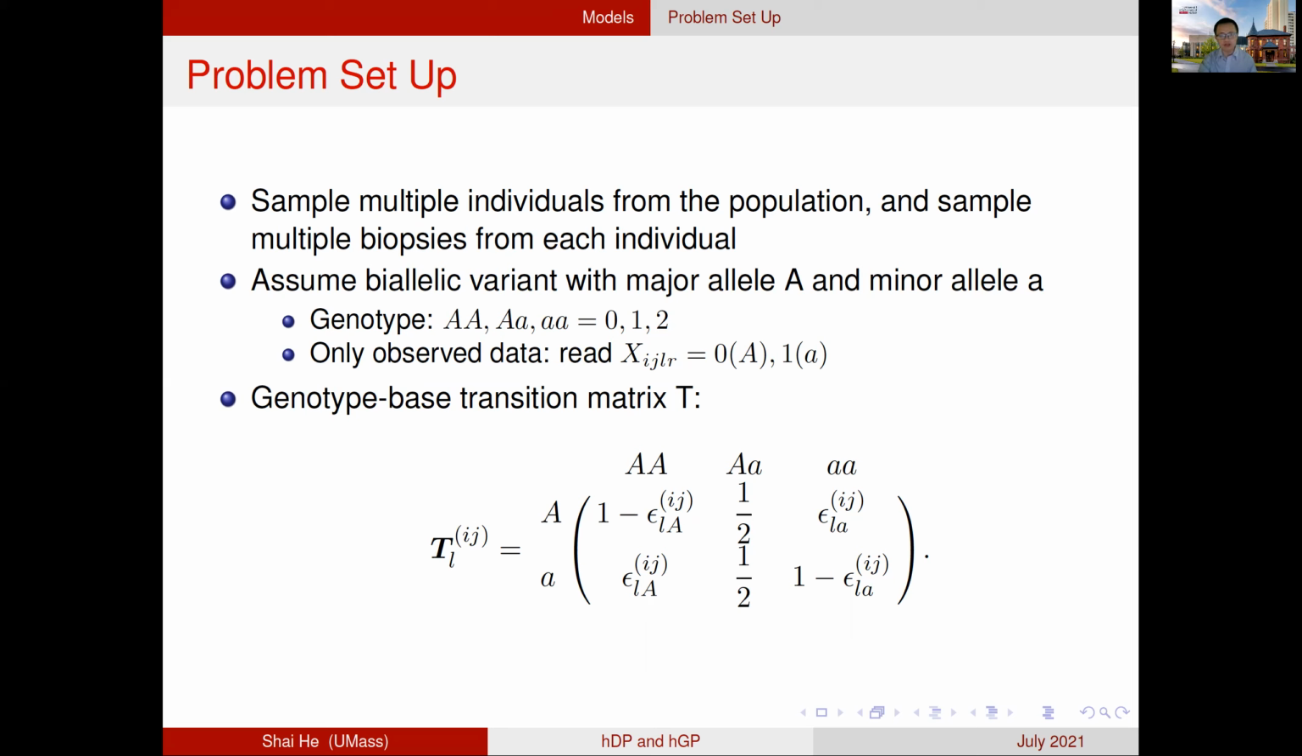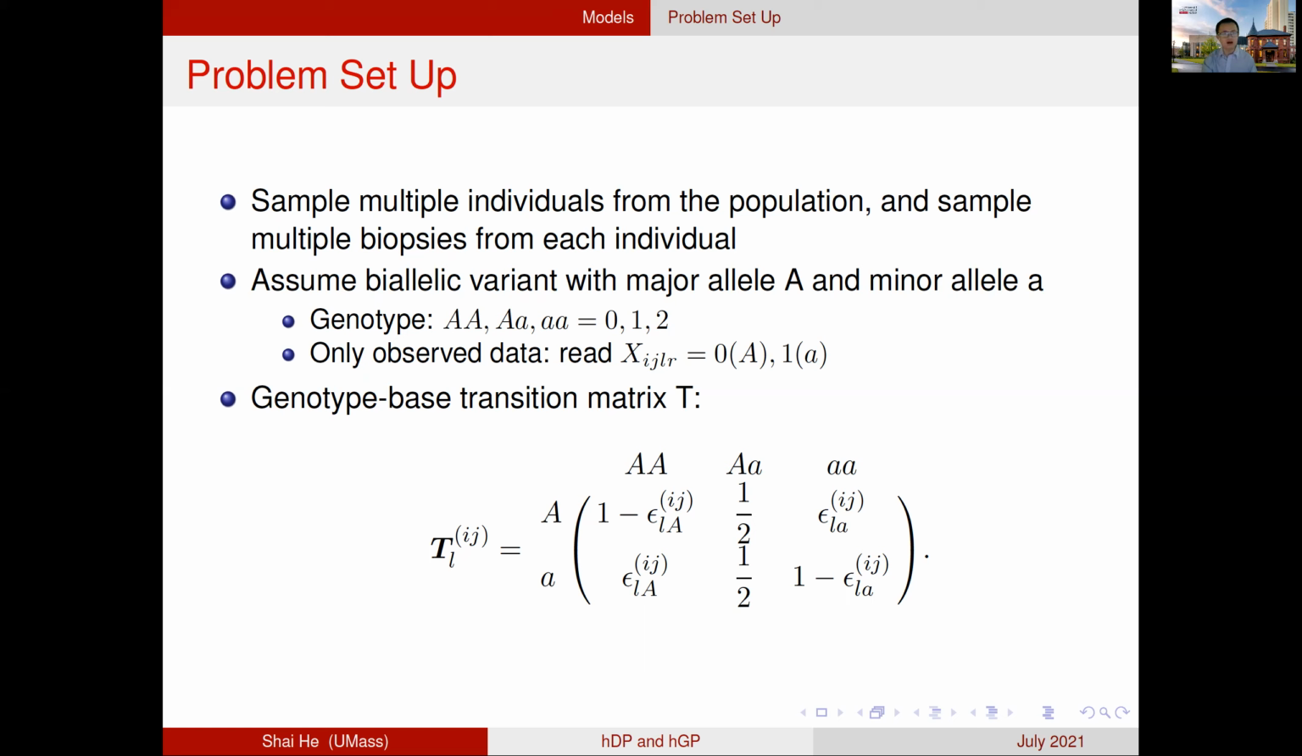For the problem setup, we assume we sample multiple individuals from the population and multiple biopsies from each individual. For the genotypes, we only assume a biallelic variant with major allele big A and minor allele small a, so that we have 3 genotypes: 2 big A, 1 big A 1 small a, and 2 small a's. The only observed data will be the reads R_ijl, which means the reads in the ith individual, jth biopsy, and lth locus.